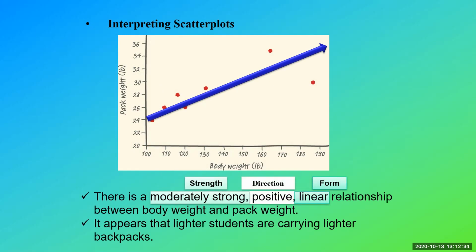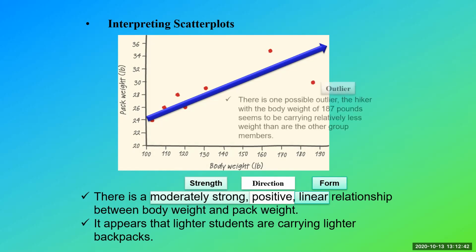We can also make the general statement, it appears that lighter students are carrying lighter backpacks, okay, which seems reasonable. We can also notice that we do have one possible outlier out here. The hiker with a body weight of 187 pounds seems to be carrying relatively less weight than the other group members.